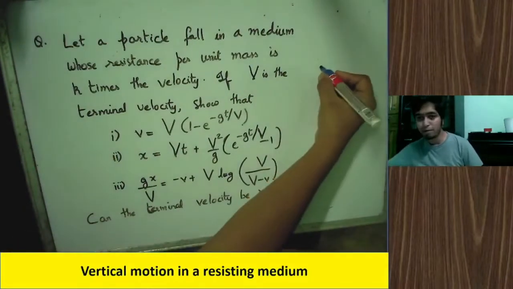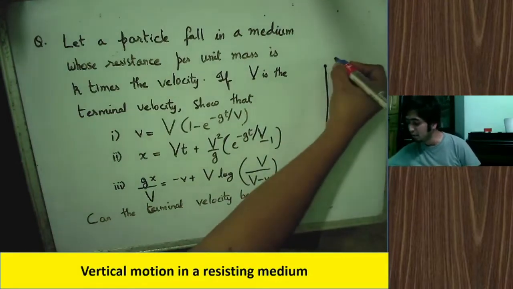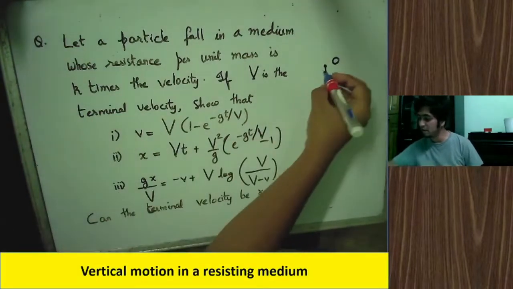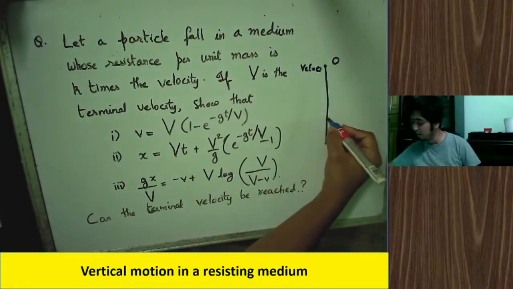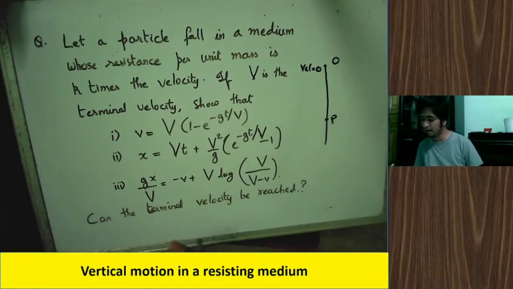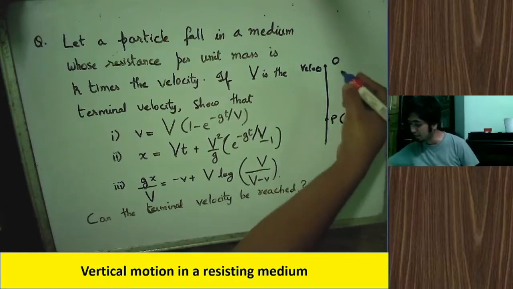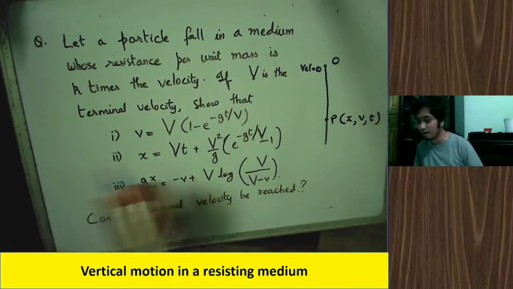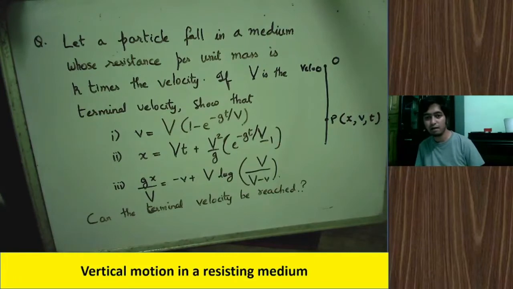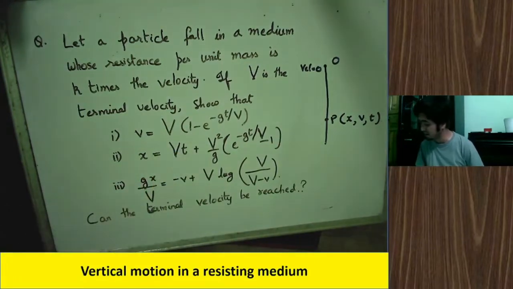Over here, we will have this kind of picture. The particle starts from O, where the velocity is 0. After some time it will reach a point P, where x is the distance from O, small v is the velocity, and small t is the time taken from O to P. We have to show all this, and capital V is the terminal velocity.